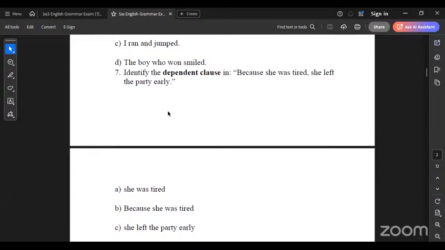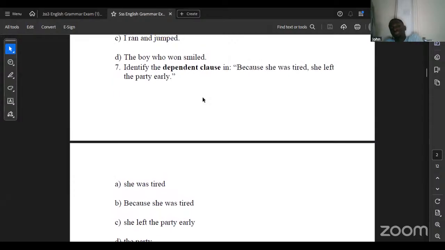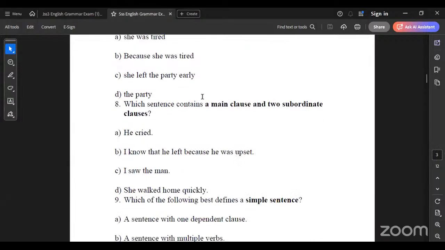So 7, let's see. What is it? Okay, read it so that you are able to. "Because she was tired, she left the party early." "She left the party early." No, it's actually "because she was tired." So you have to think very well before you pick it. "Because she was tired" is a dependent clause, correct?